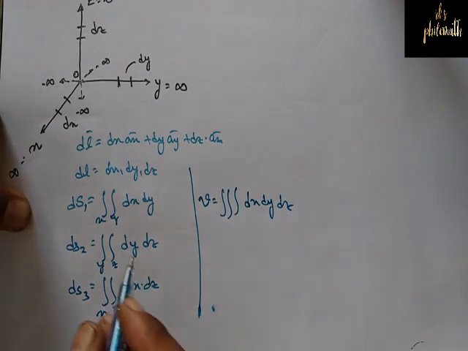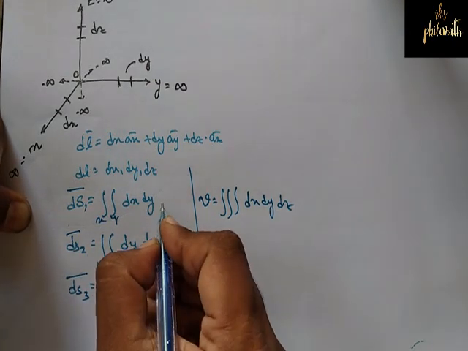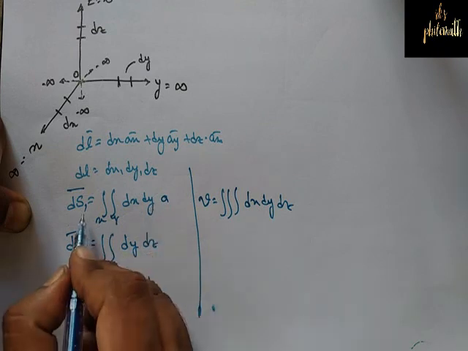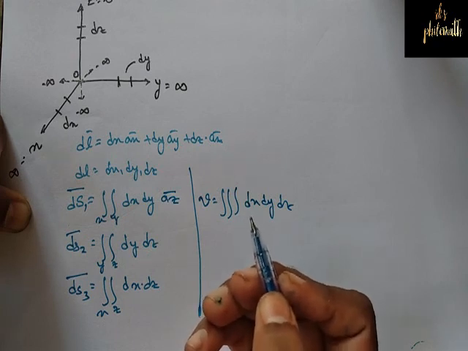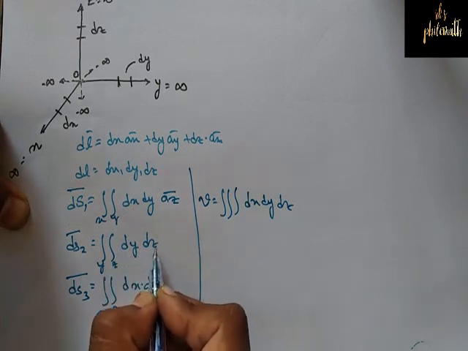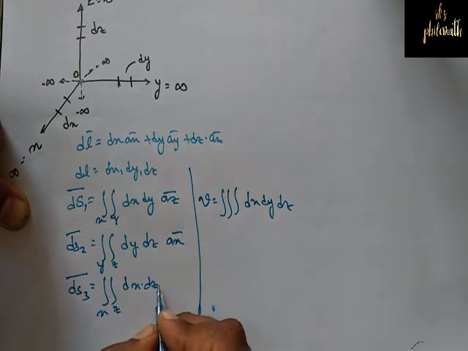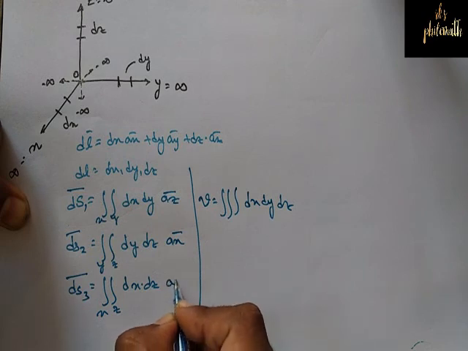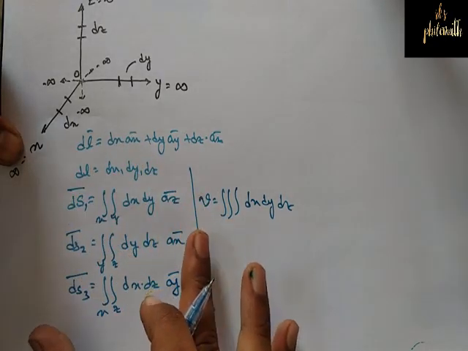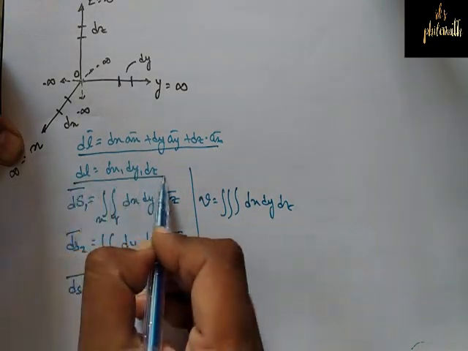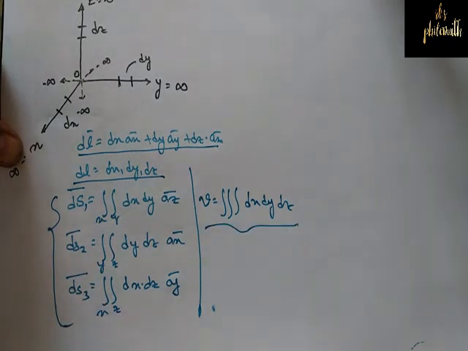If I find out the vector of ds1, ds2 and ds3, we have to multiply the unit vector which is constant. For this particular surface, x and y are variable, so z is constant, so we have to multiply with unit vector of az. In this, y and z are variable, so ax is the unit vector, and in this x and z are variable, so ay is the unit vector. So this is the differential length, differential surface and differential volume in Cartesian coordinate system.